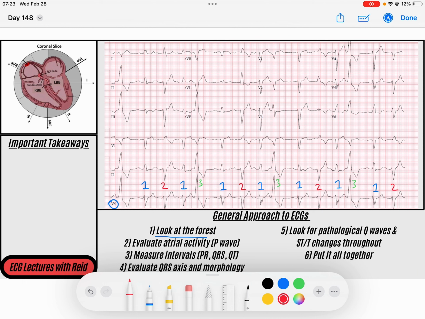Okay. My average rate here, you're probably wondering how I calculate a rate. I know my interval is 10 seconds, so I'll just count the number of QRS complexes. I've got 1, 2, 3, 4, 5, 6, 7, 8, 9, 10, 11, 12, 13, 14, 15. I know there are 6 groups of 10 seconds in a minute, so 15 times 6 is 90 beats per minute. Okay, so that's our average rate here.